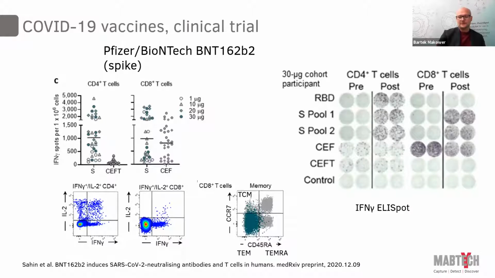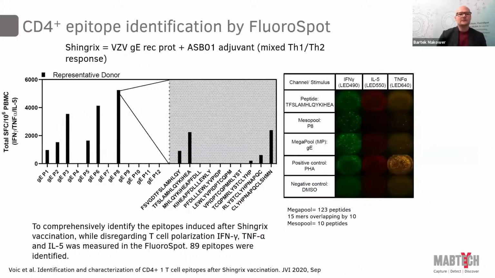So the next step in this study would be to map the responses induced by the vaccine and compare to the natural ones. And since that hasn't been done yet, I will show a slide on CD4 epitope identification by fluorospot using the Shingrix vaccine. The Shingrix vaccine is quite interesting. It's against varicella zoster, which gives chickenpox and late in life can give shingles. But the natural exposure to varicella zoster does not protect from shingles, while this vaccine does.